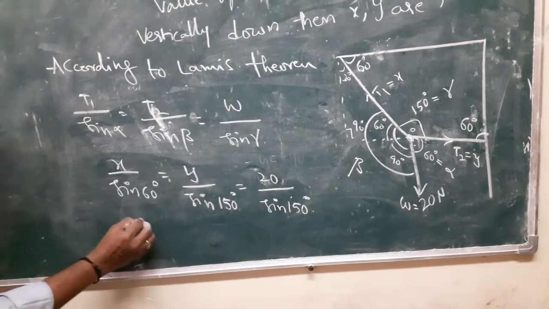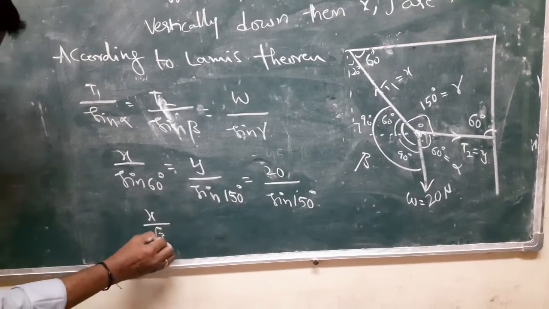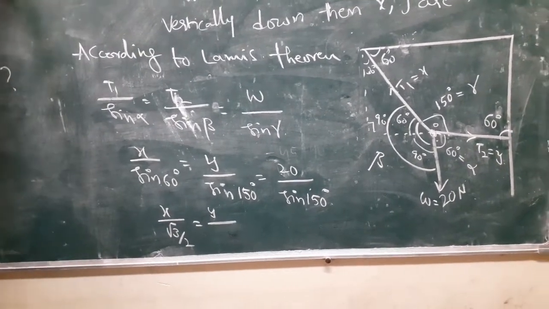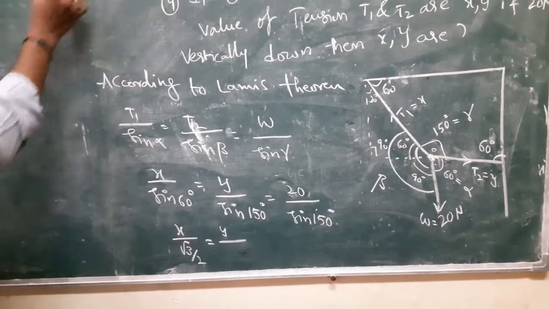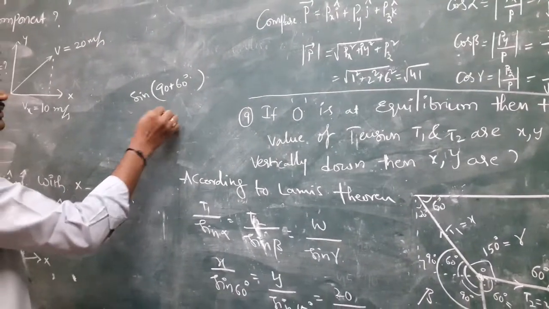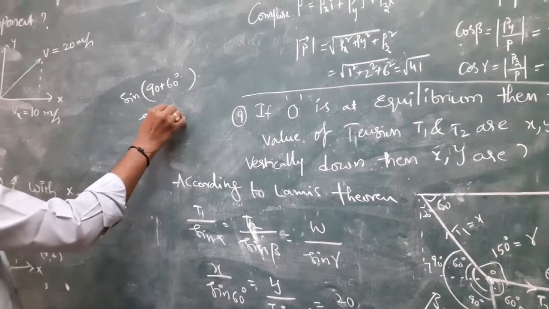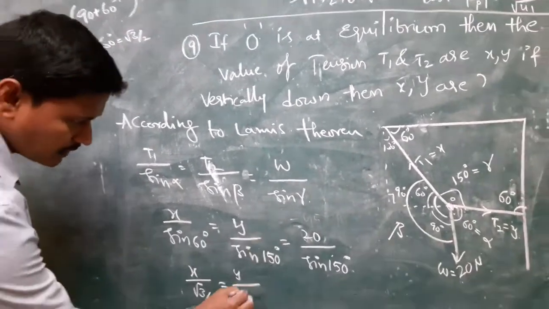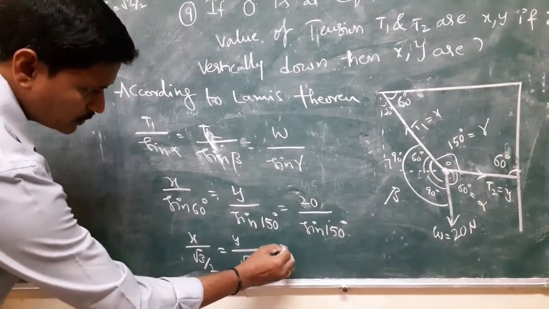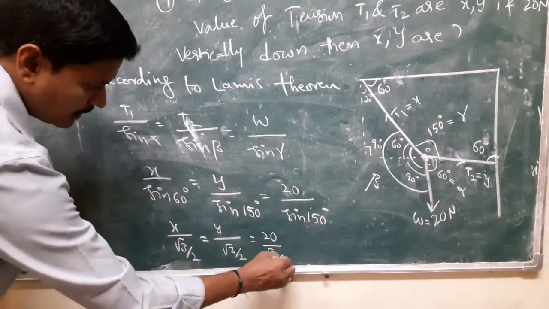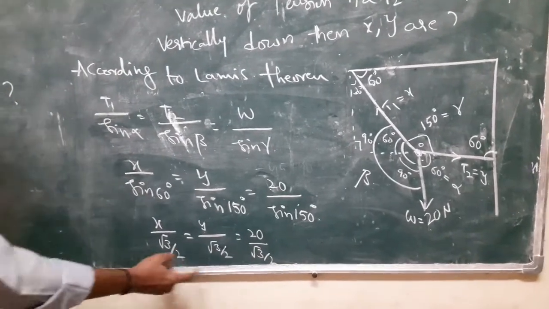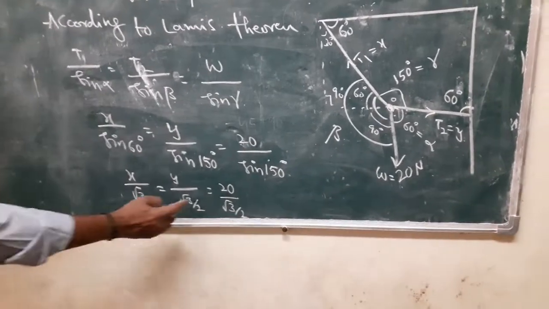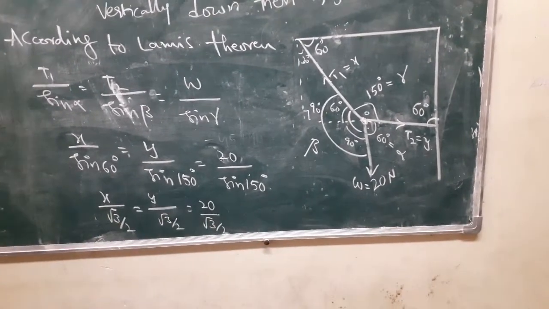Right, x by root 3 divided by 2, y by sine of 90 plus 60 degrees. Sine of 90 plus 60, that is sine 60, equal to root 3 by 2. Here root 3 divided by 2. 20 divided by root 3 divided by 2. Then the x value we can measure. Compare these two.